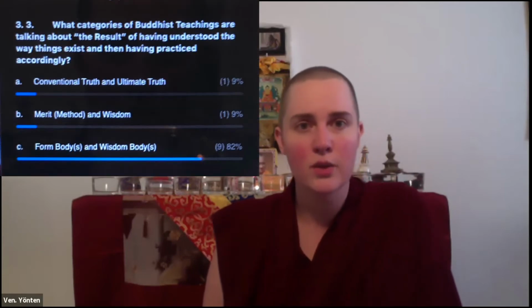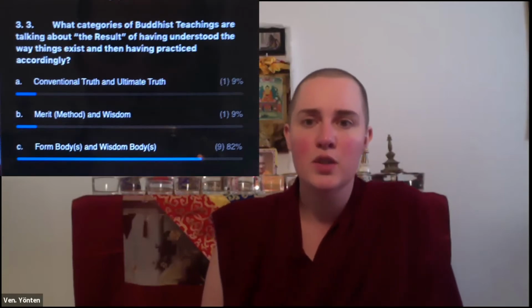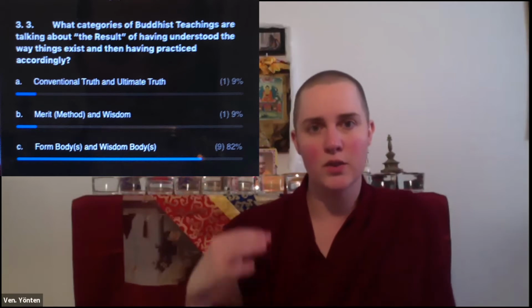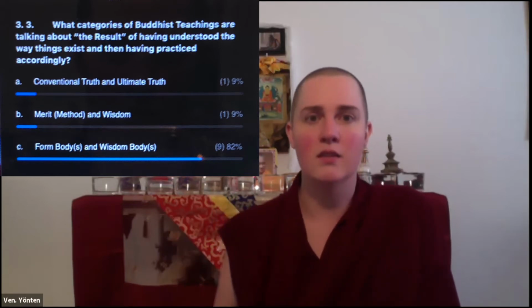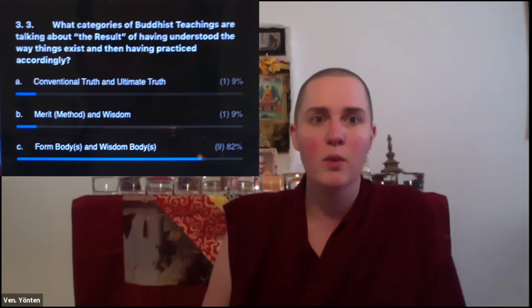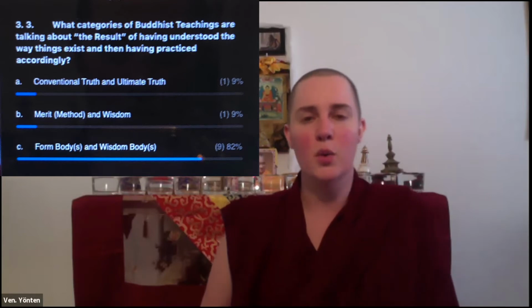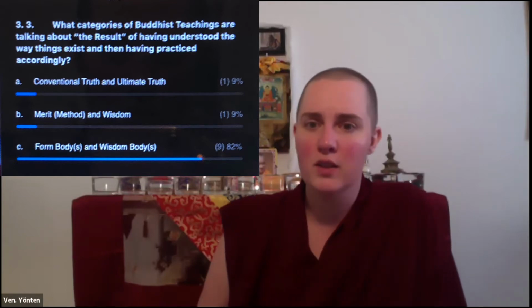And then the result of those are the two Buddha bodies, which is the most religious aspect of these three tiers. The bodies of a Buddha, not necessarily in material form, but basically the two things you can do once you've practiced, or the two things you have once you've practiced.